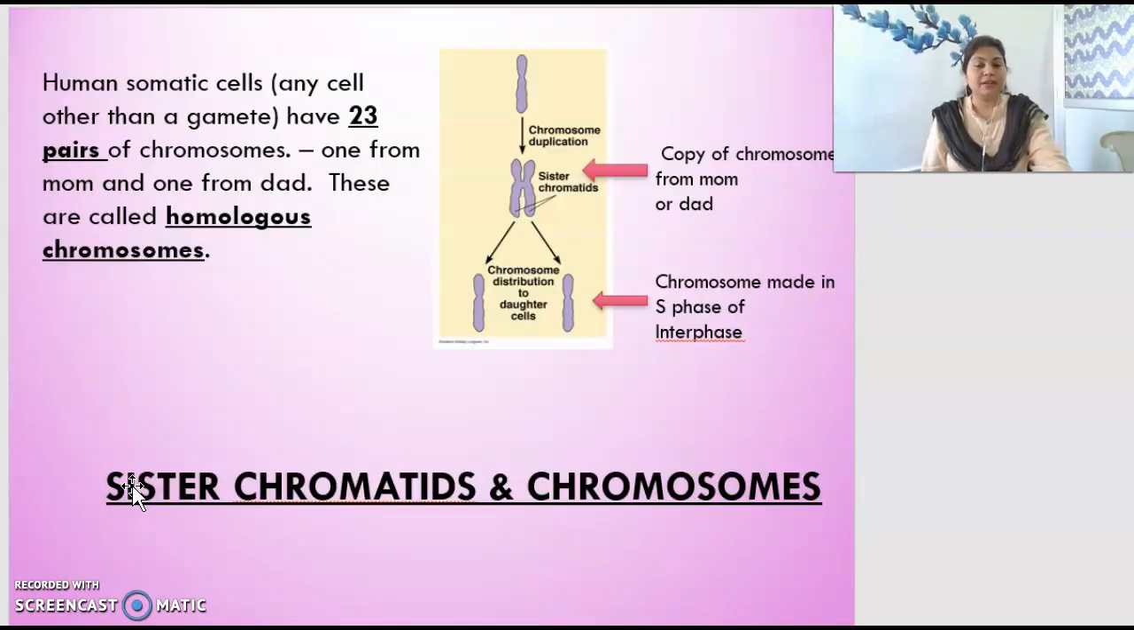In humans, there are 23 pairs of chromosomes, one from man and one from woman. These are known as homologous chromosomes.